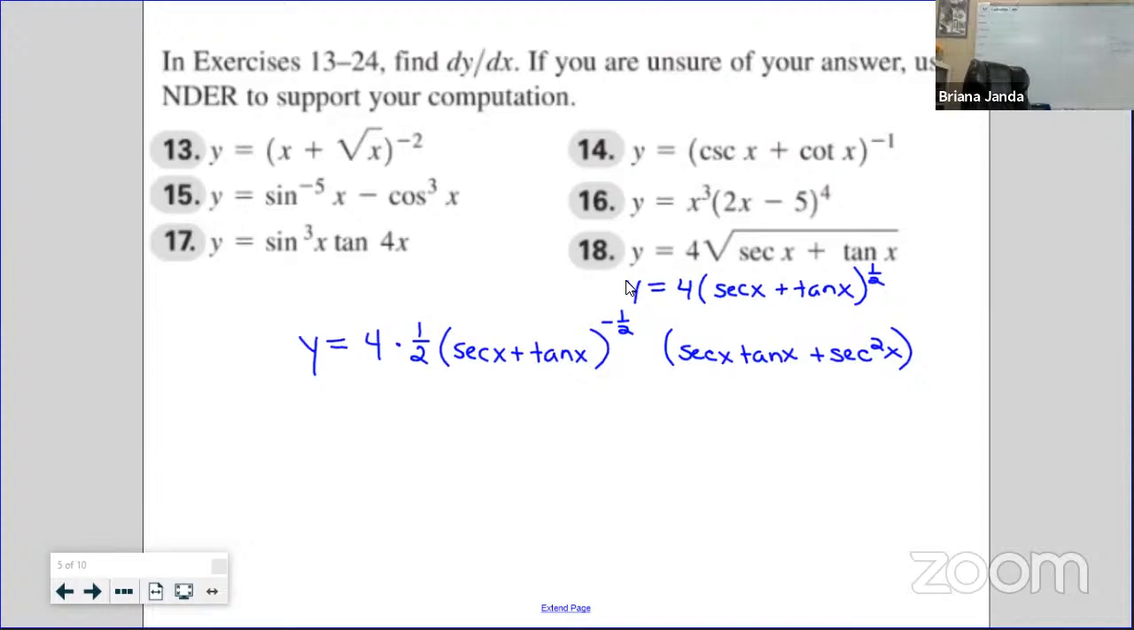Now, simplifying this, I would drop this to the denominator and make it back into a radical. I would take the 4 times 1/2 and get 2. I could pull out a GCF. That's probably what would happen. Whatever that means.